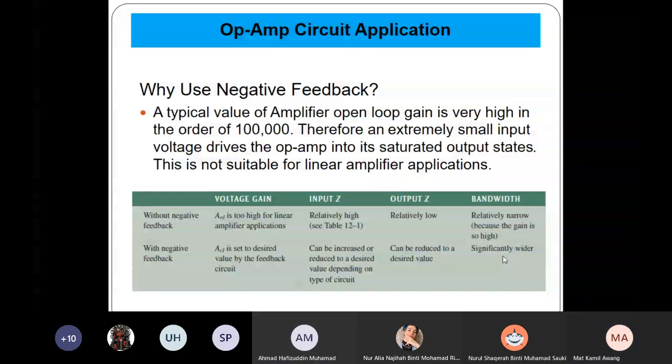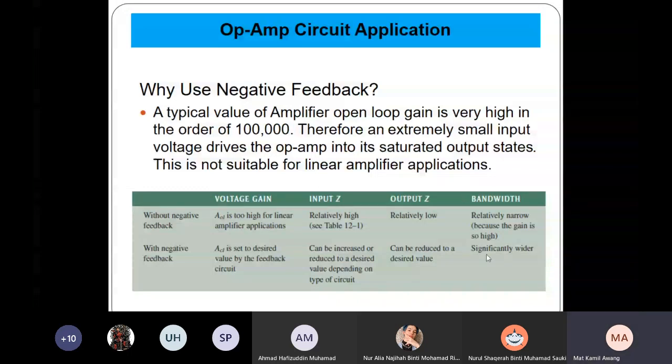So that is the usage of the negative feedback in our OpAmp circuits, because we want to control the voltage gain. You can set the voltage gain. You can change the input impedance, increase or reduce. You can change the output impedance and also the bandwidth, if you need a bigger bandwidth in your application in the linear region. Okay.